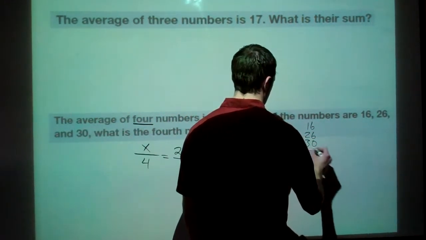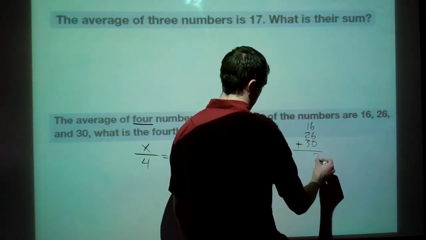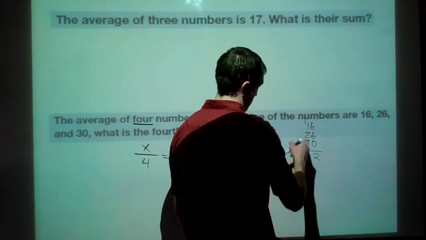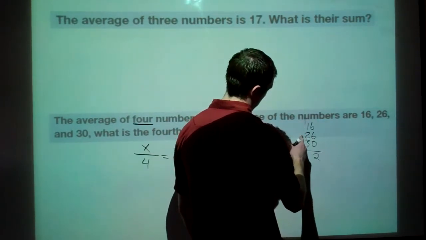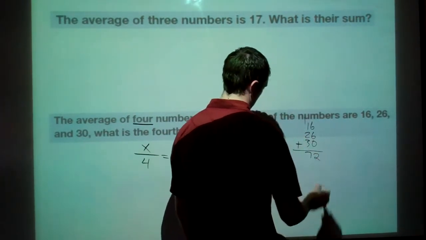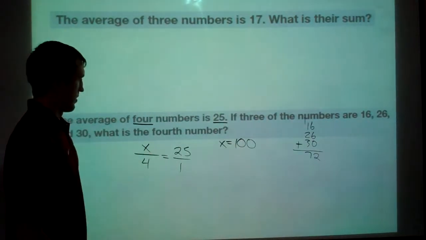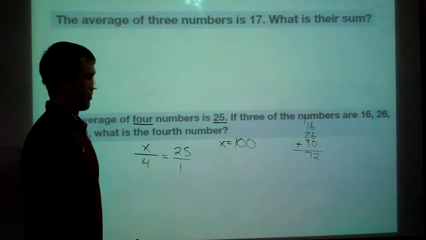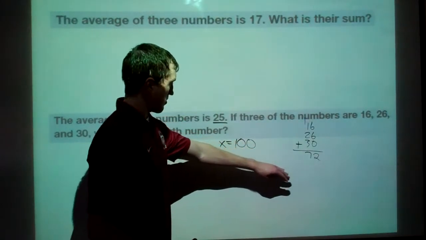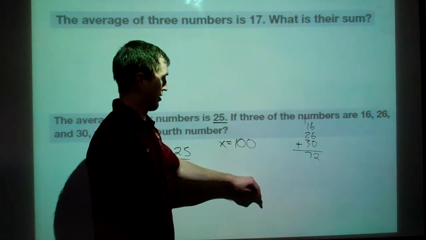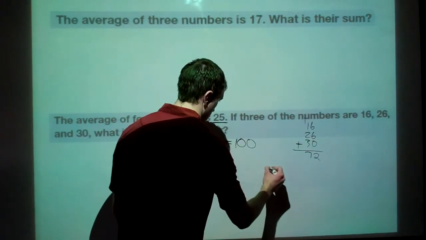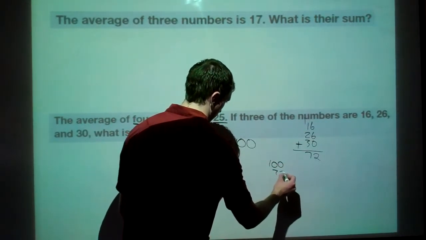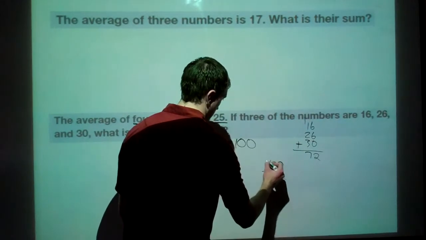6 plus 6 is 12, carry the 1, 2, 4, let's see, 1, 2, 3, 4, 7. Okay, 72. So then, to figure out our fourth number, this isn't the fourth number, because we need them all to add up to 100. 100 minus 72. And that should give us our fourth number.